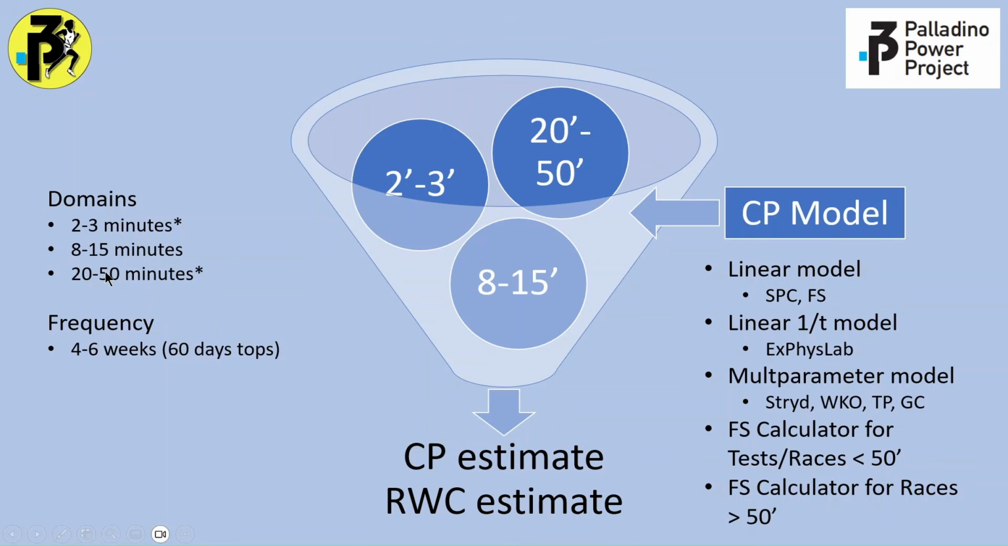Of course, if you have a race that's longer than 50 minutes, you could drop it into one of these calculators, this calculator right here, the Final Surge calculator for races more than 50 minutes, and you'll get a reasonably good CP estimate out of that one single race, but you won't get the reserve work capacity estimate.